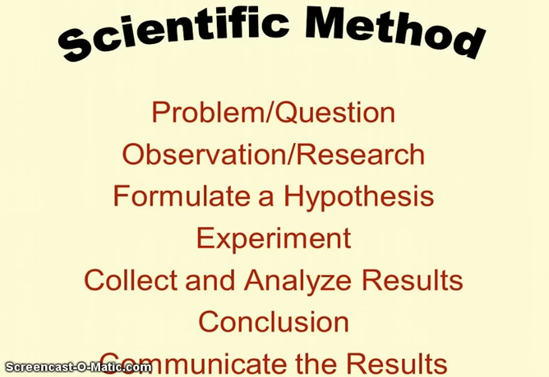The second step is observation and research. So before we do anything, we want to do an observation or do some research on this topic to see if it's been done before, if there's been a project done before and how they did it. We could also get some background information as to what our problem or question entails. After we do that research, we're going to formulate a hypothesis. And a hypothesis is kind of a guess as to what we think will happen in our experiment. What kind of results will we get? We're not exactly sure, but we want to know what kind of results they're going to be.